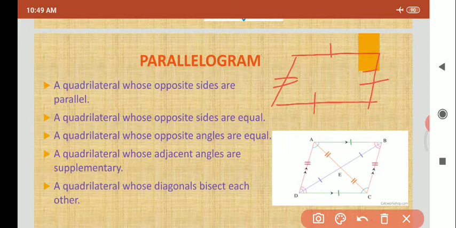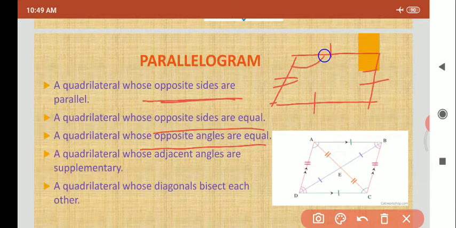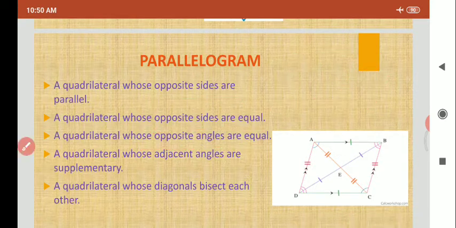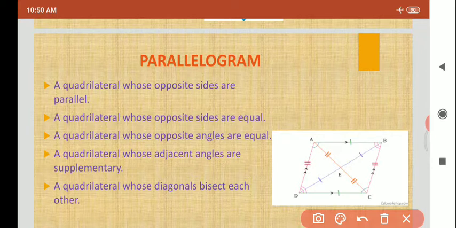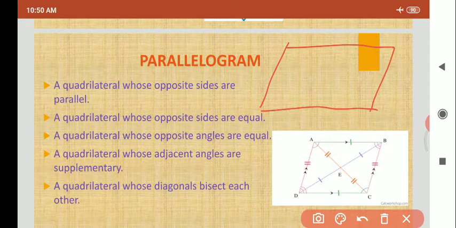So there are different properties of a parallelogram. A quadrilateral whose opposite sides are equal. Opposite sides are equal, opposite sides are parallel. And the next property of a parallelogram: a quadrilateral whose opposite angles are equal. Why? Because in a parallelogram, we know these opposite angles. Suppose I am making a parallelogram. And if it is a parallelogram, then the third property is that opposite angles are equal.